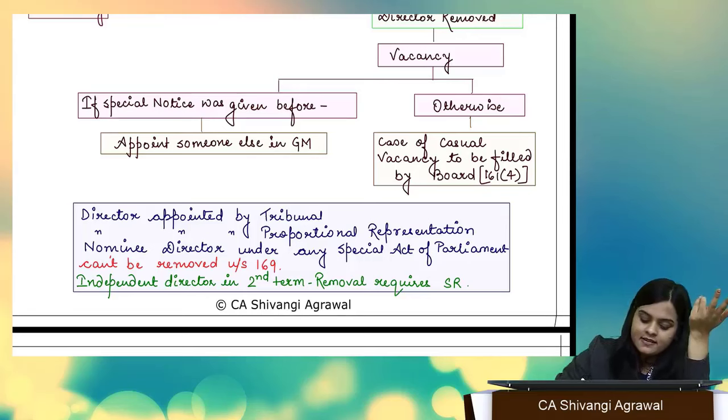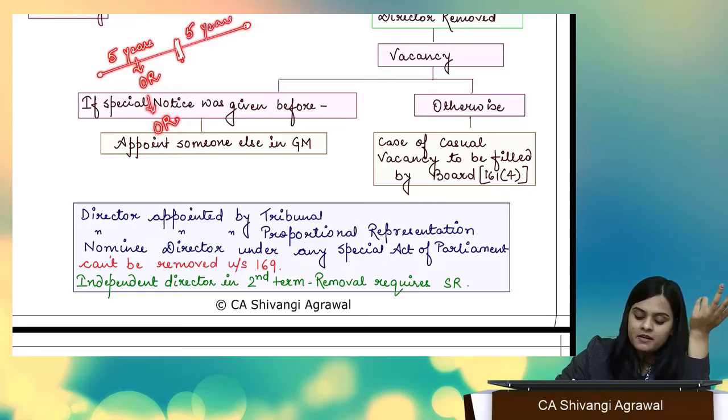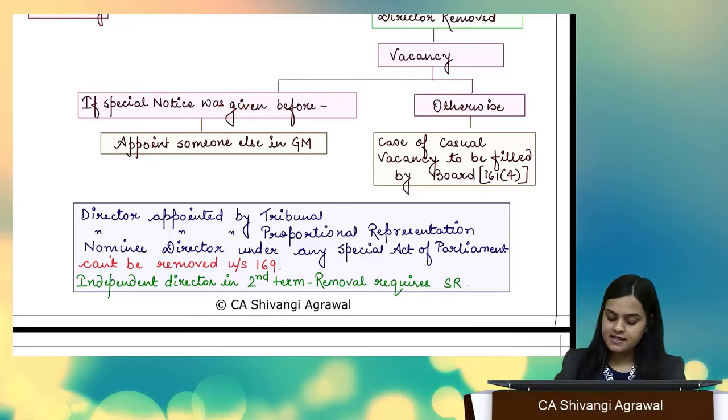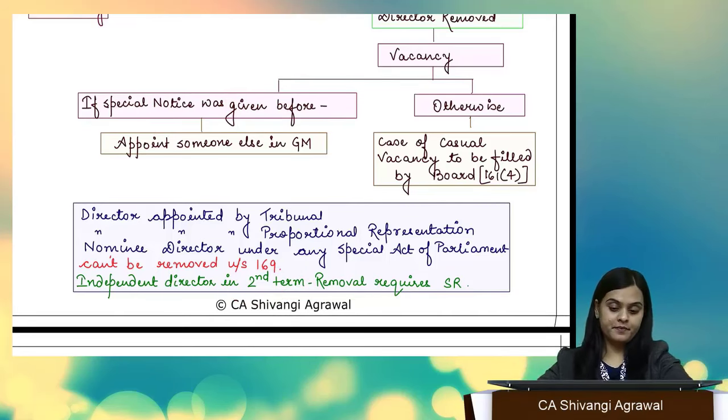and, see, the independent director: he is appointed for 5 years by passing OR. He can be removed by OR. He is appointed again for 5 years, that means for his second term, by passing SR. He can be removed also only by passing SR. So, independent director in second term, removal requires SR. Clear?